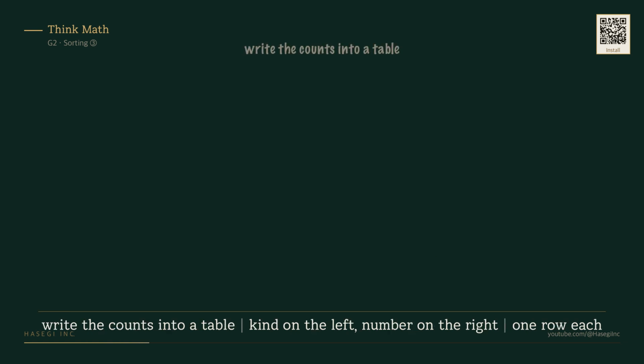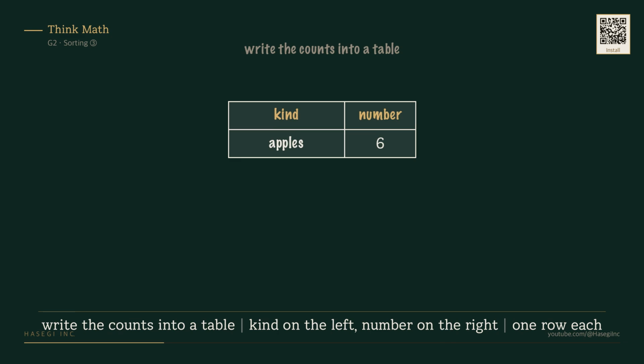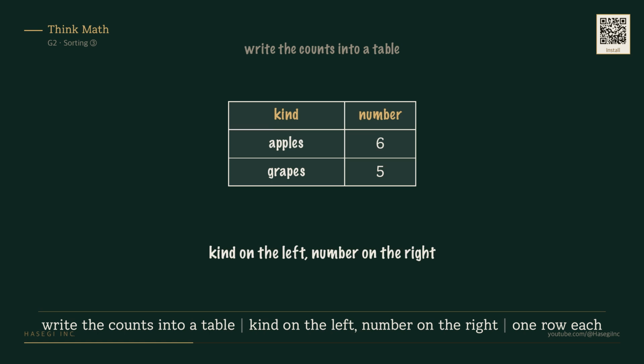So we write the counts into a table. The kind goes in the left column, the number in the right one. 1 row for each kind, stacked up neatly.